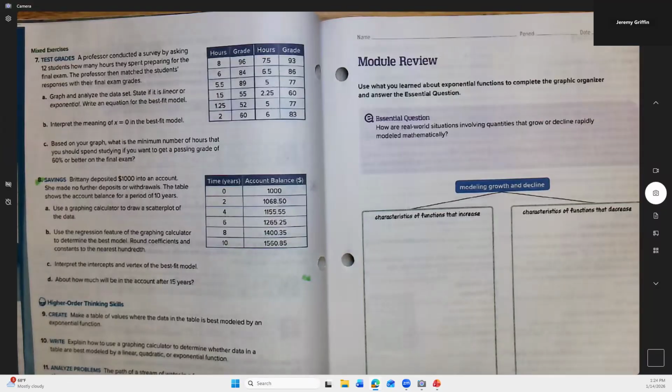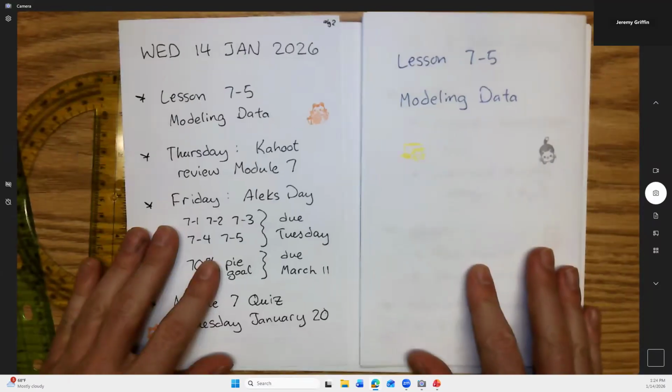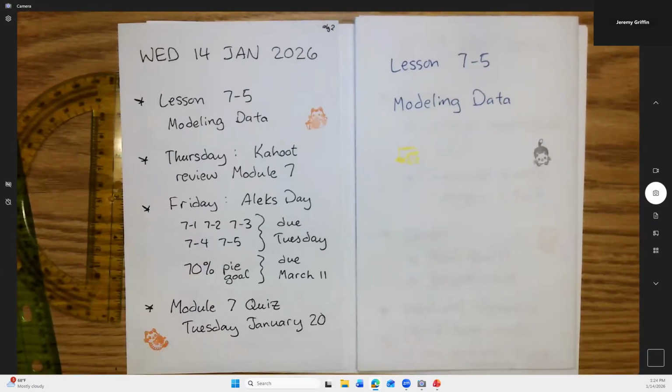All right, and finally, back to here's the agenda we're doing, and hope you guys have a good 3-day weekend and get ready for this quiz on Tuesday.